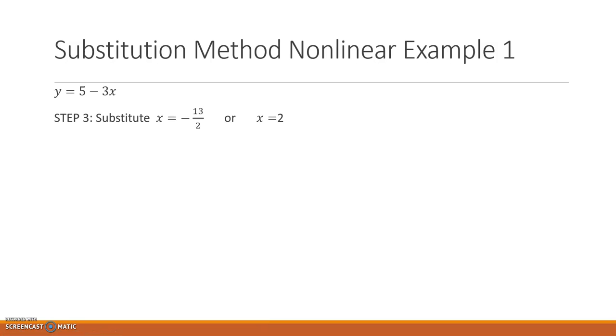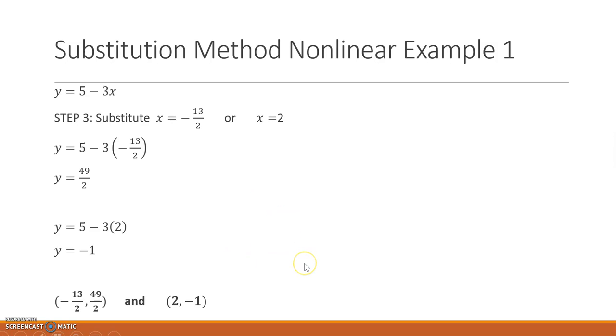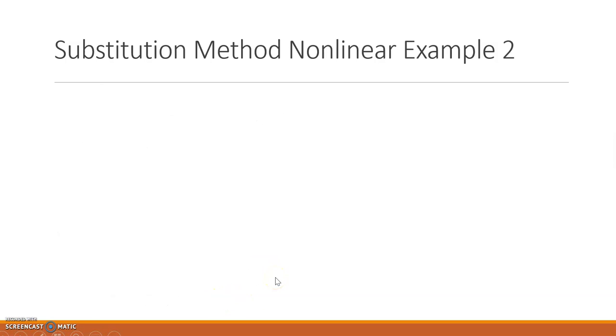Since we found two x values, we need to substitute them both back into that equation from step 1. So when we substitute negative 13 over 2 in, we find that y equals 49 over 2. And when we substitute x equals 2 in, we find that y equals negative 1. So we have our solution set of two solutions, which are the ordered pairs negative 13 over 2, 49 over 2, and 2, negative 1. Let's consider one more nonlinear example.